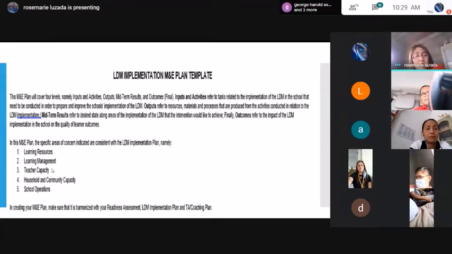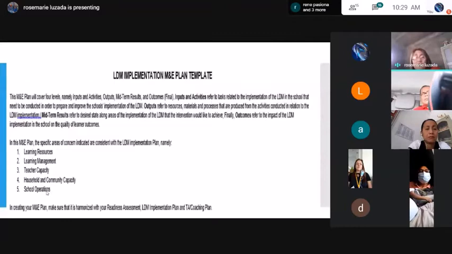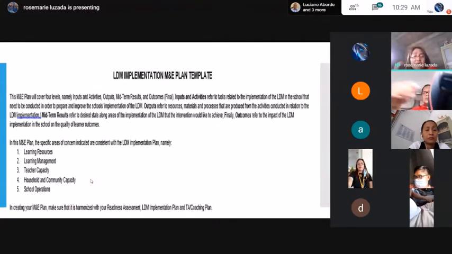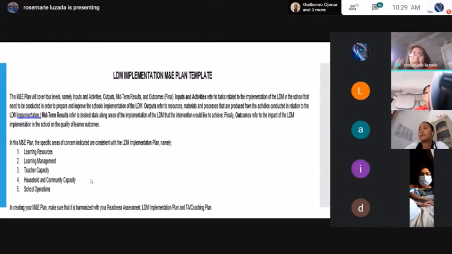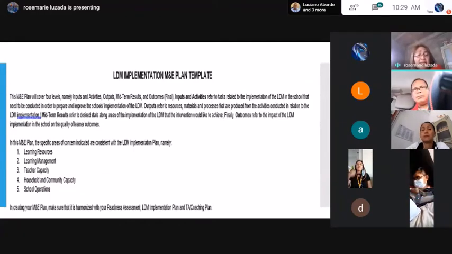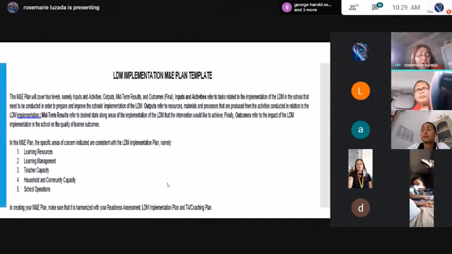Household and community capacity. We also have to check the capacity of the household in the community. For example, we have to check whether the parents can help in the instruction, in the delivery of the instruction. Are they literate? Can they help teach the students the modules that their children have received? Can they provide technical assistance? Can they coach their children? And then we also have to consider school operations.